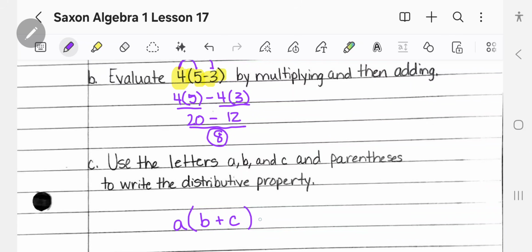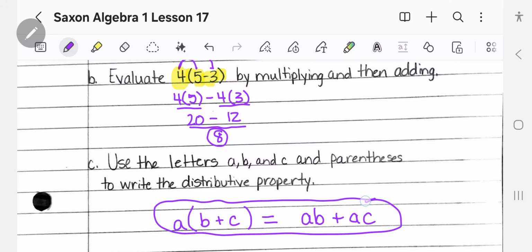But that doesn't fully show the distributive property. To show the distributive property, we need to show what that would equal. So now we're going to multiply the A by each term. So that's going to be A times B, bring the plus over, and then A times C. That entire thing shows the distributive property. So this would be your answer.